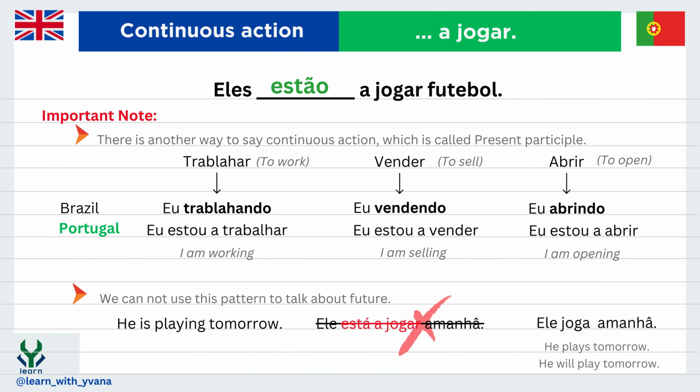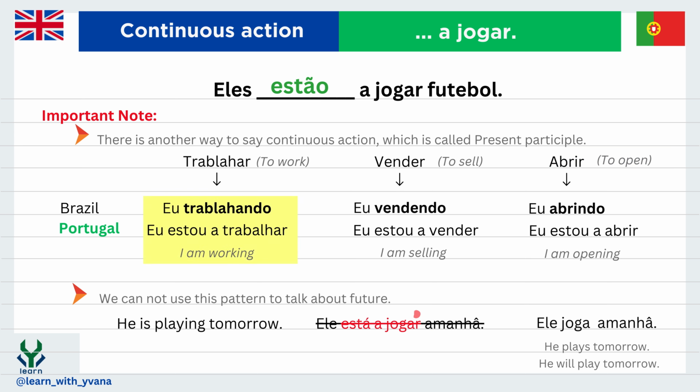Before I go for more examples, I have an essential note here for you. There is another way to say continuous action, which is called the present participle. It is like a continuous form of the verb. Here you can see three different types of verbs as an example. Trabalhar, to work, is an AR verb. Vender, to sell, is an ER verb. And abrir, to open, is an IR verb.